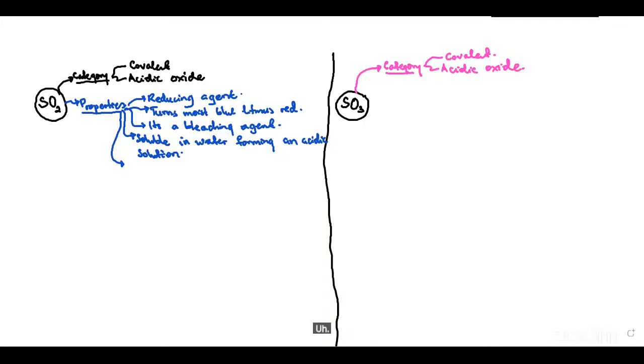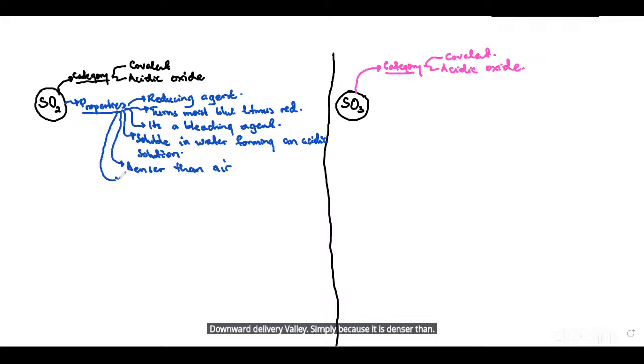Next idea, apart from being soluble in water to form an acidic solution, sulfur dioxide is denser than air. So when you open understanding chemistry and you look at sulfur dioxide, you will see it being collected by downward delivery, simply because it is denser than air.